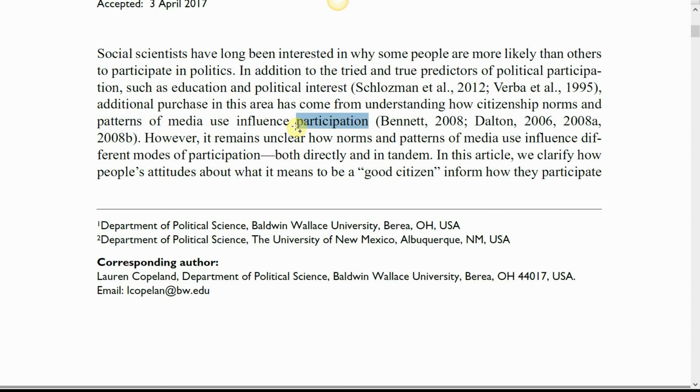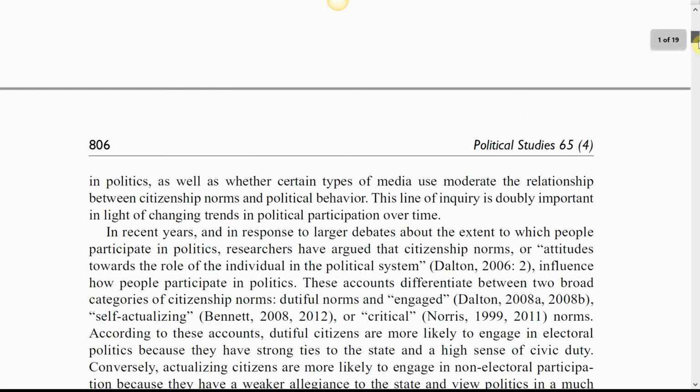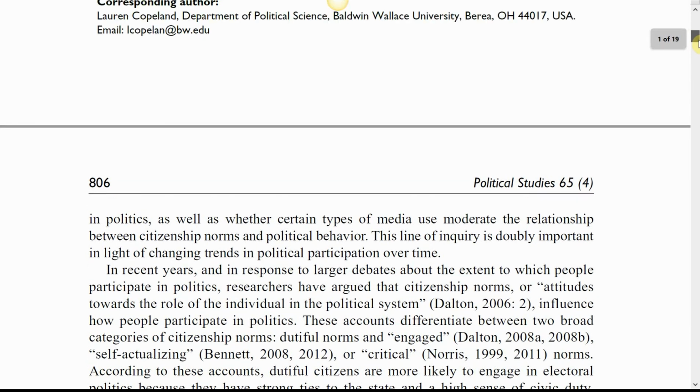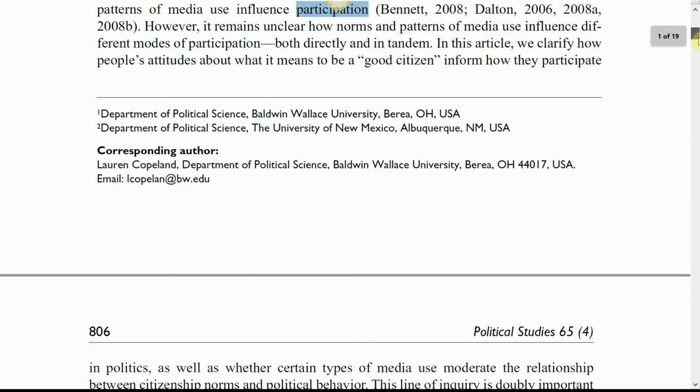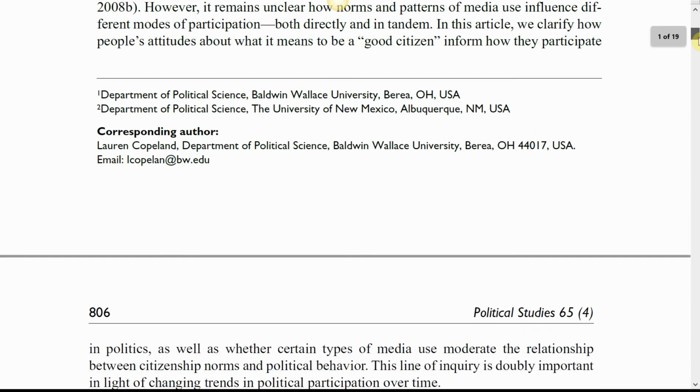Then they move on to their puzzle. However, it remains unclear how norms and patterns of media use influence different modes of participation, both directly and in tandem. In this article, we clarify how people's attitudes about what it means to be a good citizen inform how they participate in politics, as well as whether certain types of media use moderate the relationship between norms and political behavior. What they've done here is they've given you a hint as to their broad research question.